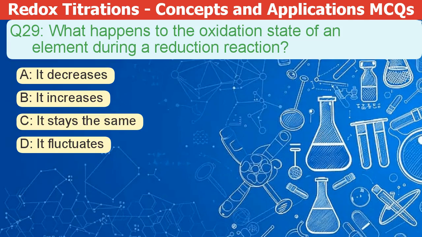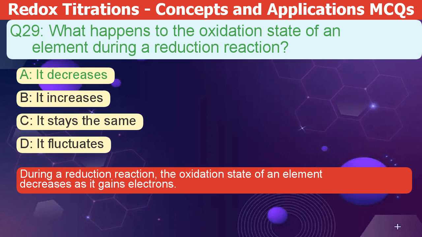What happens to the oxidation state of an element during a reduction reaction? A. It decreases. B. It increases. C. It stays the same. D. It fluctuates. The correct answer is A. During a reduction reaction, the oxidation state of an element decreases as it gains electrons.